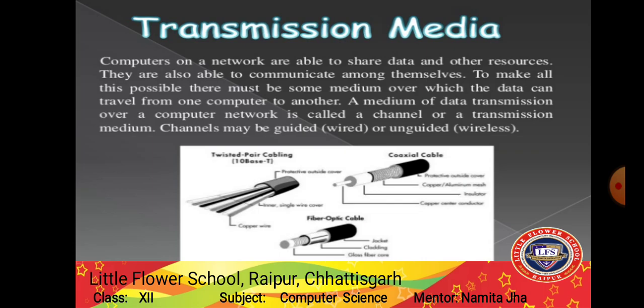First, transmission media. Computers on a network are able to share data and other resources. They are also able to communicate among themselves. To make all this possible, there must be some medium over which the data can travel from one computer to another. A medium of data transmission over a computer network is called a channel or a transmission medium. Channels may be guided, meaning wired, or unguided, meaning wireless.